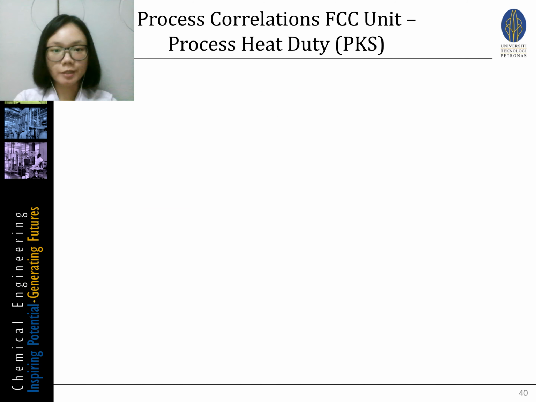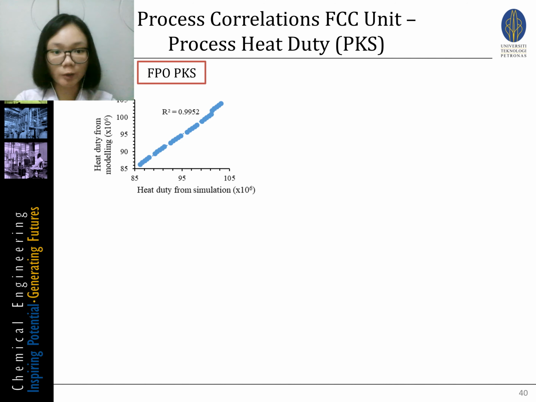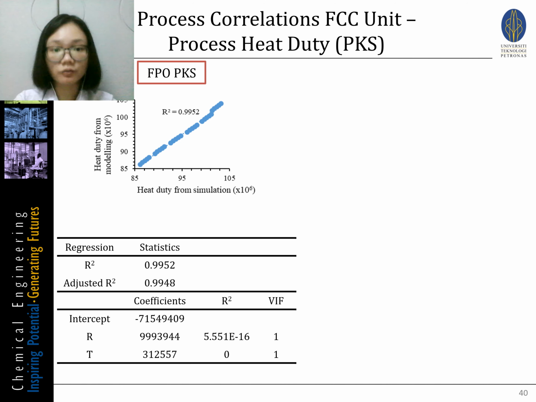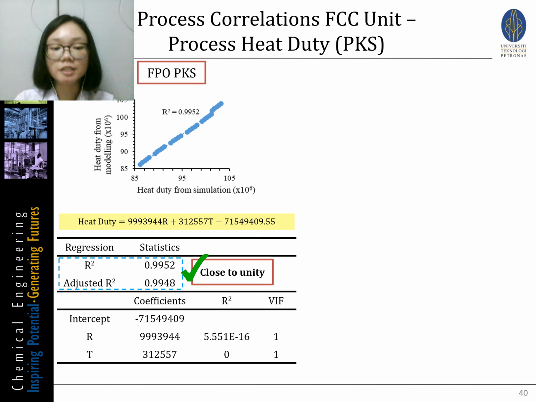Moving on next is the process correlation for the process heat duty from PKS barrel oil. Firstly, we have the FPO PKS, and this is a result obtained from the surrogate model development, and this is the final form of the equation, which consists of R and T variables. The R squared adjusted R squared is close to unity, and the VIF is less than 5.